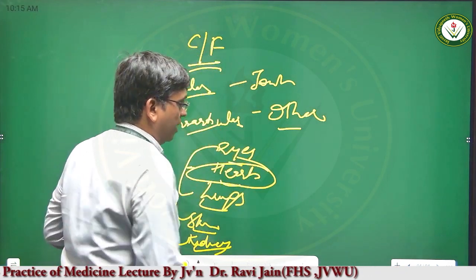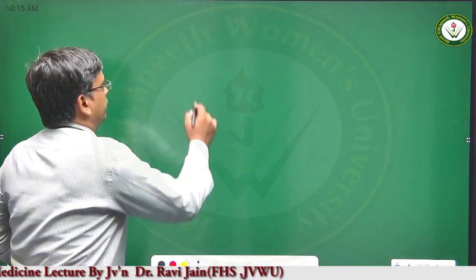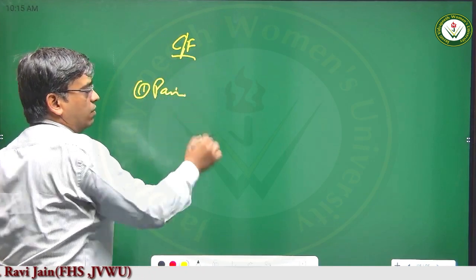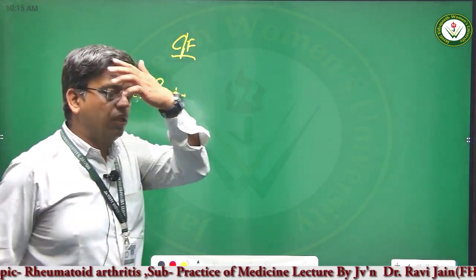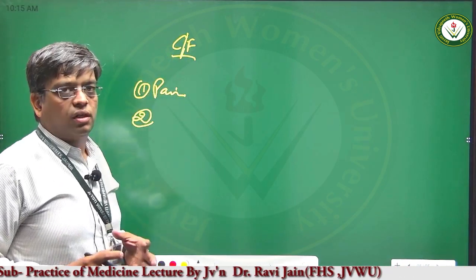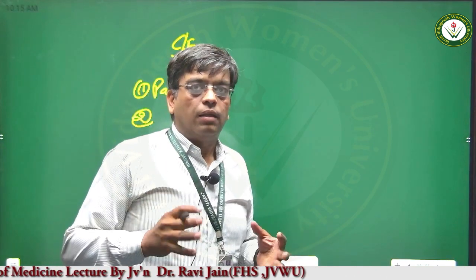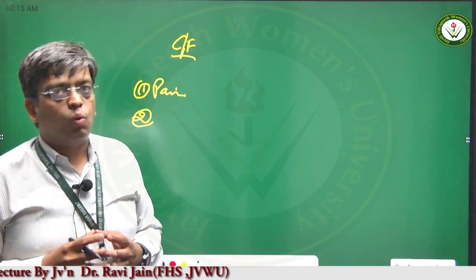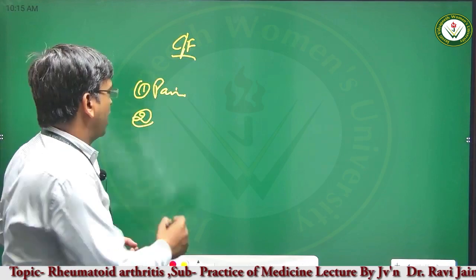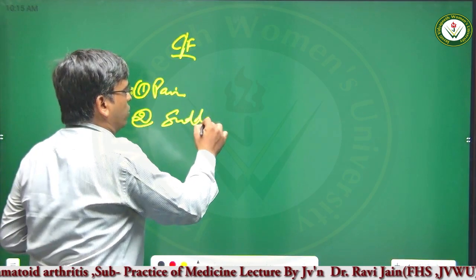So let us discuss the clinical features of rheumatoid arthritis. Number one, there is pain and stiffness. First of all, there will be pain and stiffness of the joints. Number two, there will be restriction. The pain and stiffness will last more than 1 hour in an individual. The pain will be coming suddenly. There is sudden or acute onset of the pain.